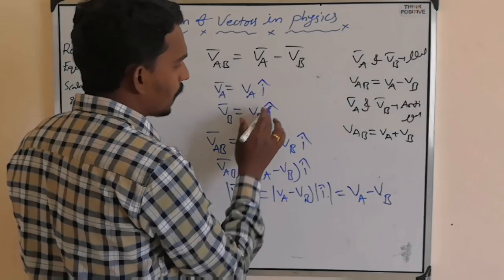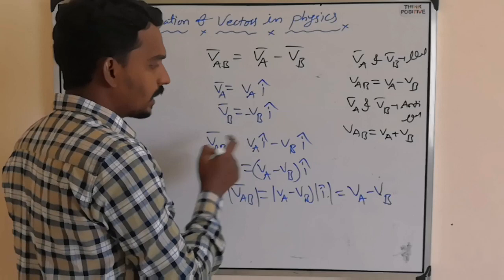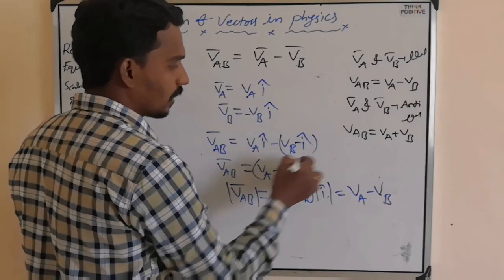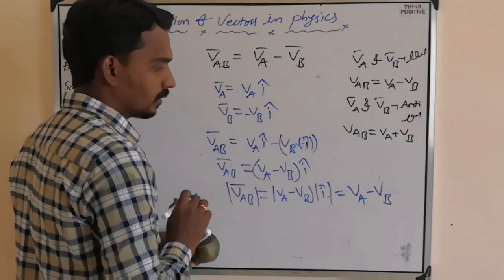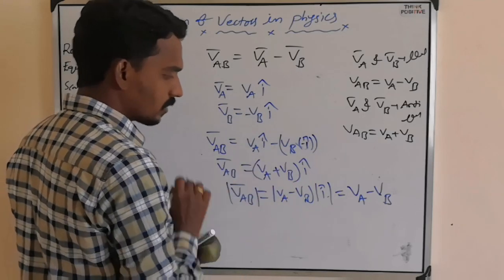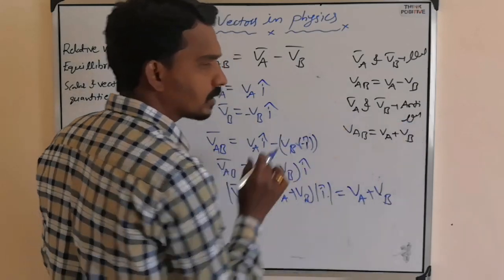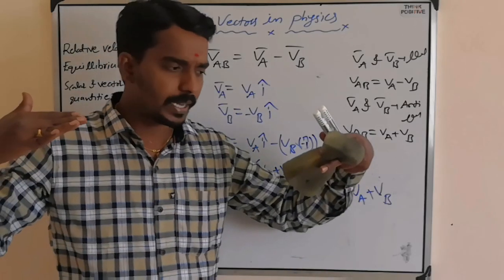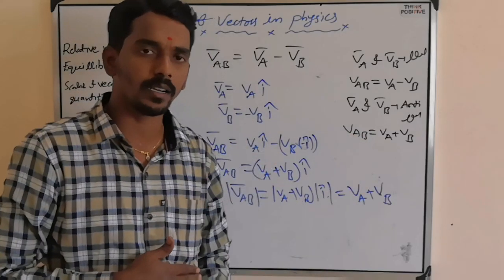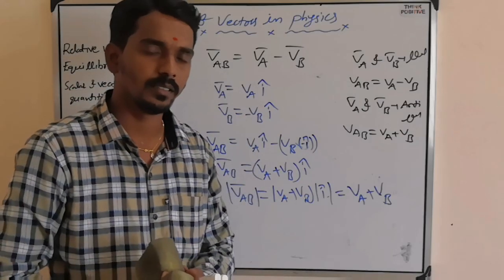Suppose both are anti-parallel, then this is minus I cap. Then minus of minus is plus. Then what is the magnitude of relative velocity? VA plus VB. That is why when two vehicles are moving in opposite direction, their velocity appears greater.